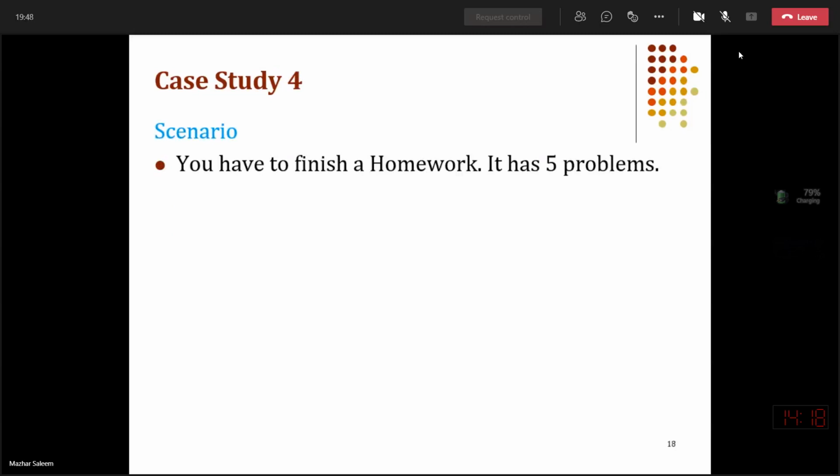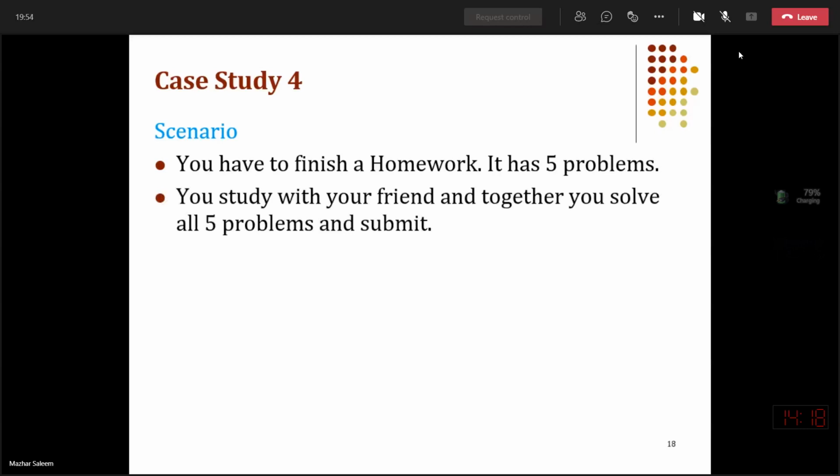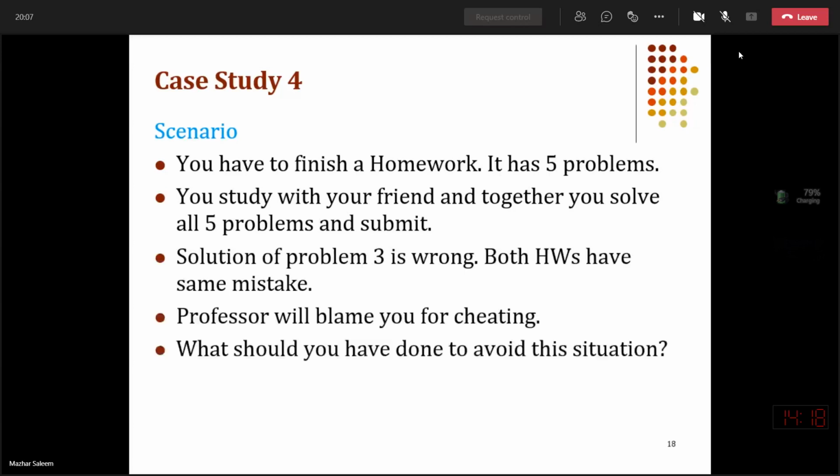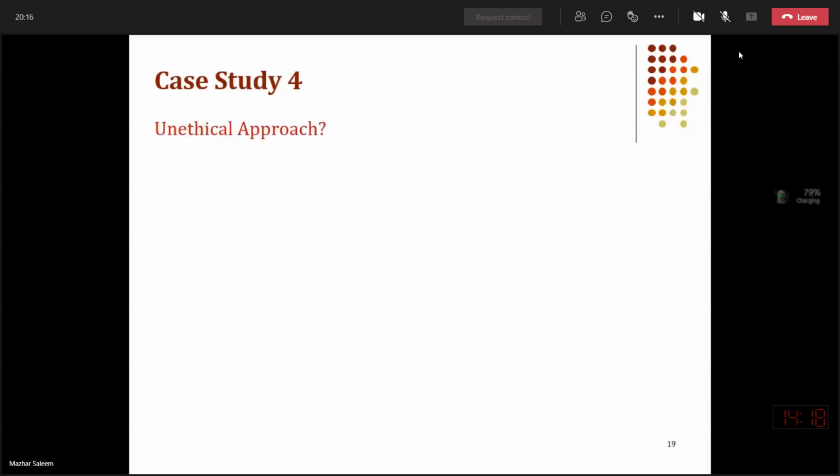Let's say you have a homework and you have to finish it and it has 5 problems. So you study with your friends and together you solve all 5 problems and submit. Solution of problem 3 is wrong and both the homeworks have same mistakes. Professor will blame you for cheating. What should you have done to avoid this situation? And now there is nothing wrong in group study, but what else is wrong here?